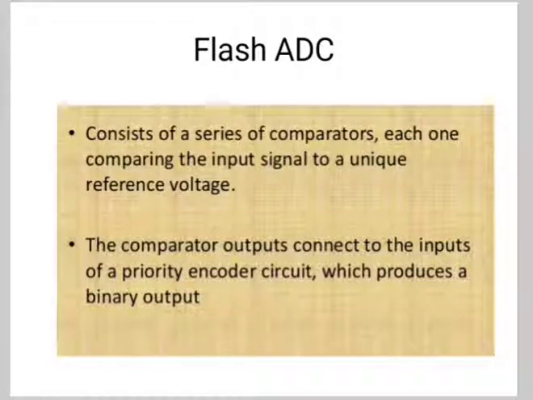The flash ADC consists of a series of comparators, each one comparing the input signal to a unique reference voltage, and the comparator outputs connect to the input of a priority encoder circuit, which produces a binary output. The flash ADC, also known as the direct conversion ADC, is a type of analog to digital converter which uses a linear voltage ladder with a comparator at each rung of the ladder to compare the input voltage to successive reference voltages.